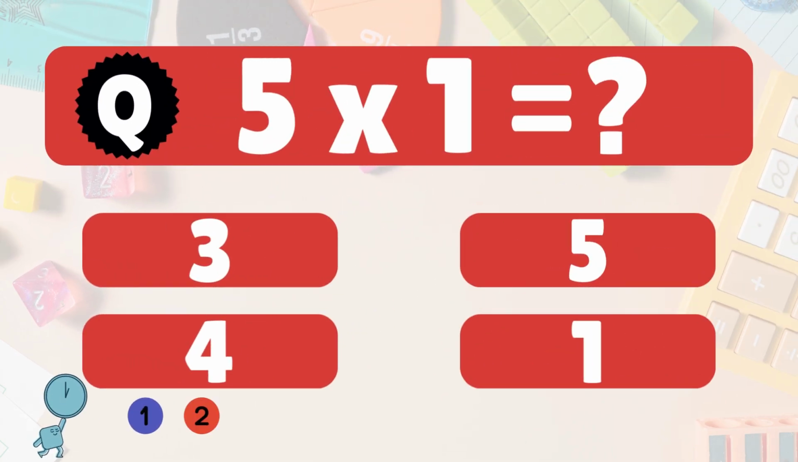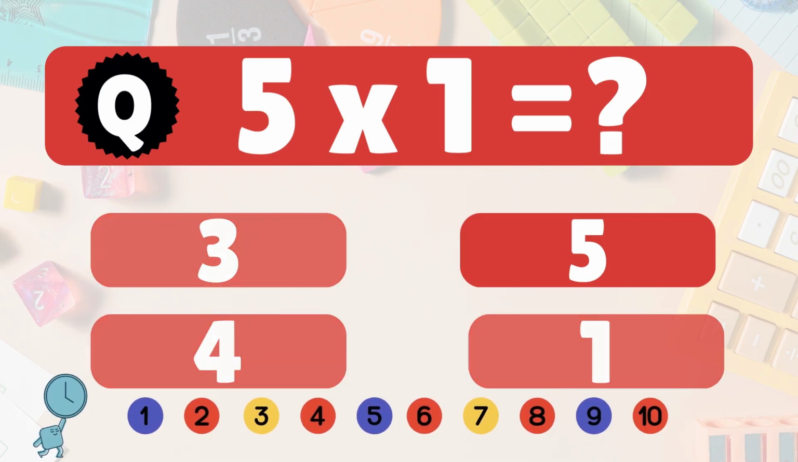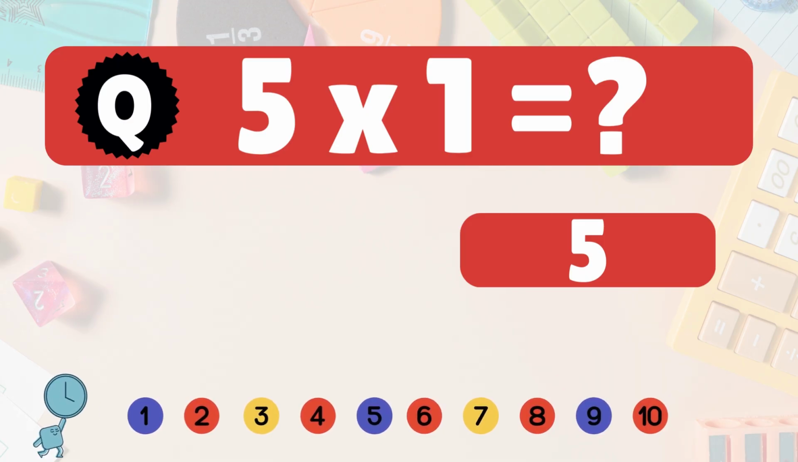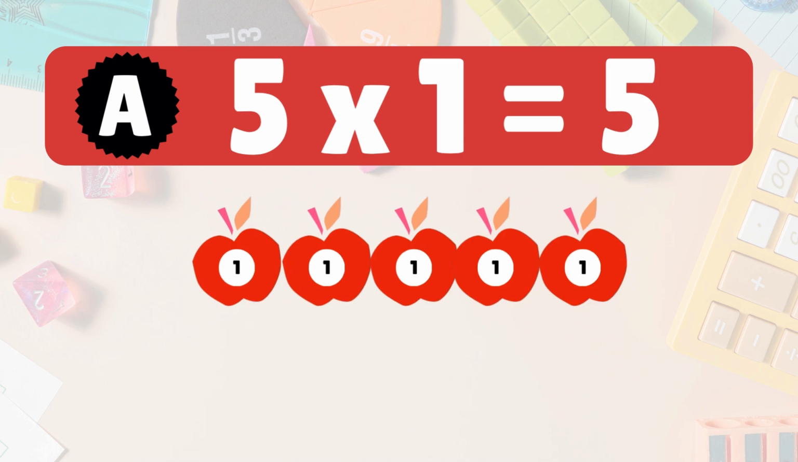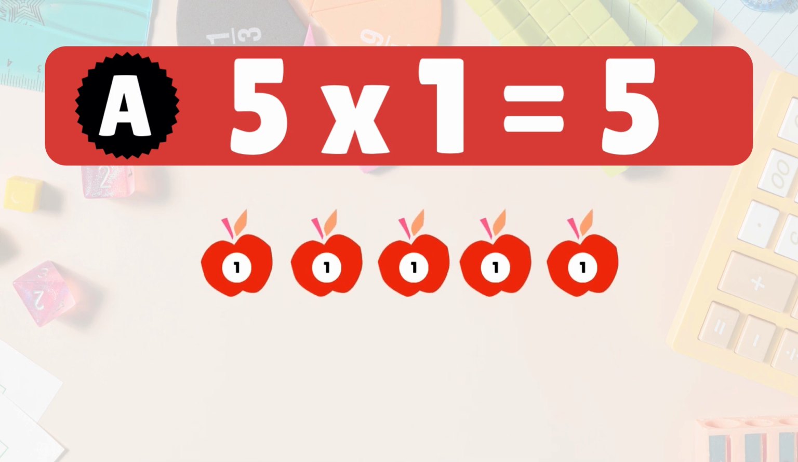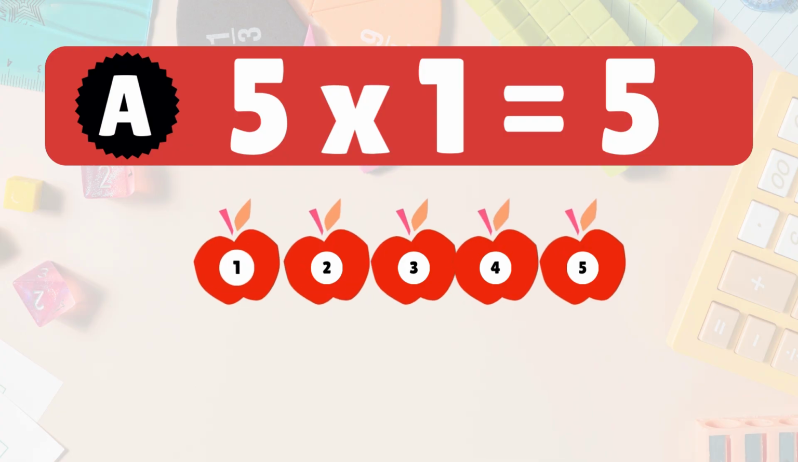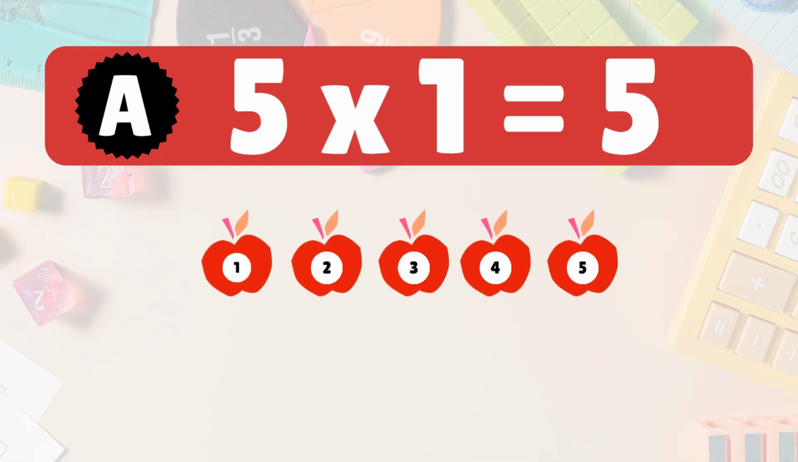Next, 5 times 1 is what? 5 times 1 is 5. Here we have 5 groups of 1 apple each. 1, 2, 3, 4, 5. So, 5 times 1 is 5 apples.